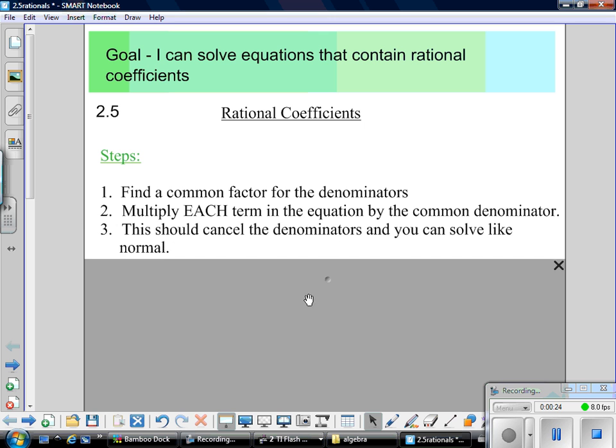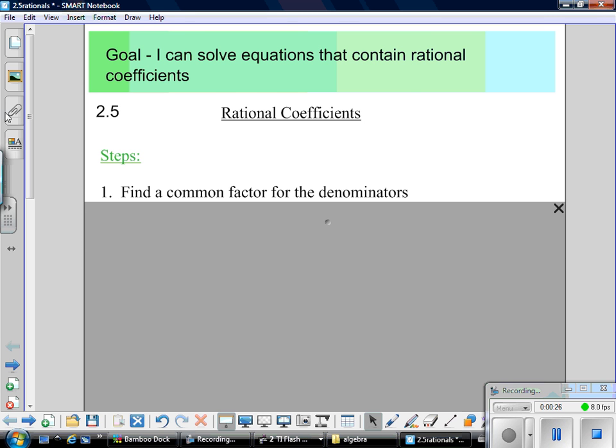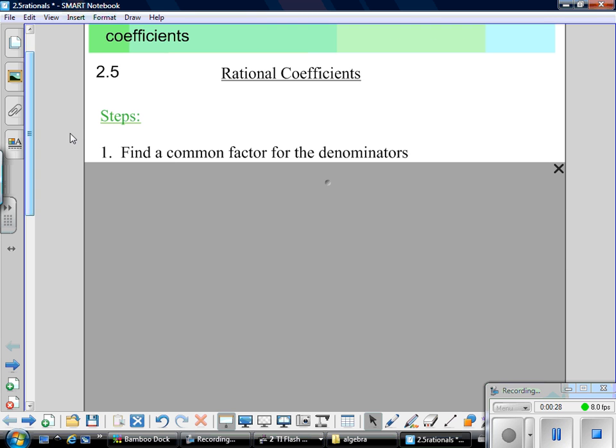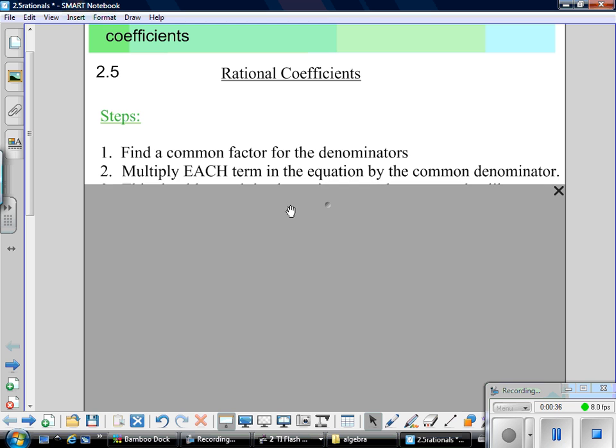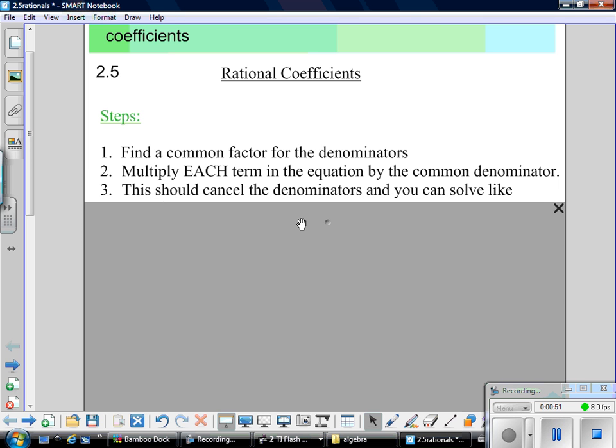Now, the steps here are interesting because the first step we're going to do is find a common factor for the denominators. Then we're going to multiply each term in the equation by the common denominator. We're not making a common denominator, we're just multiplying each term by the number that would be the common denominator. And you'll see when we do some examples what happens when we do that.